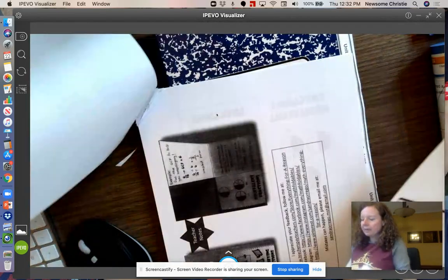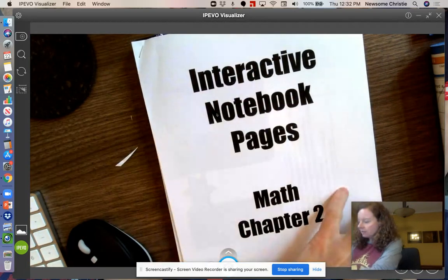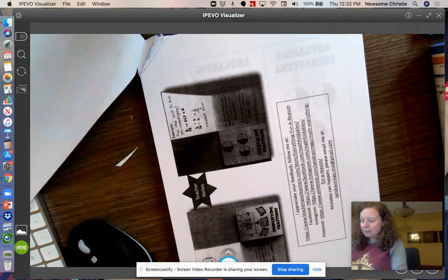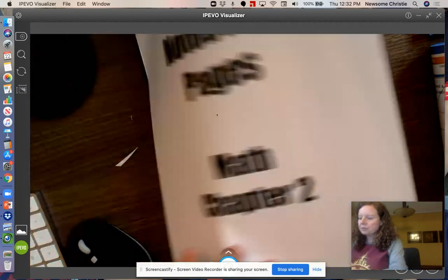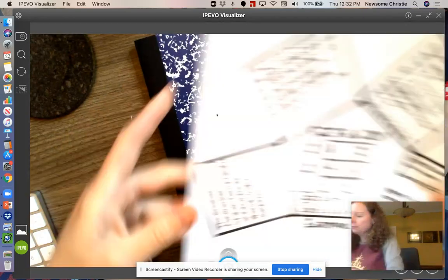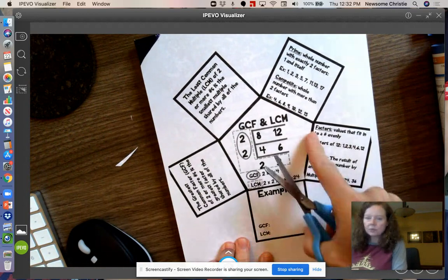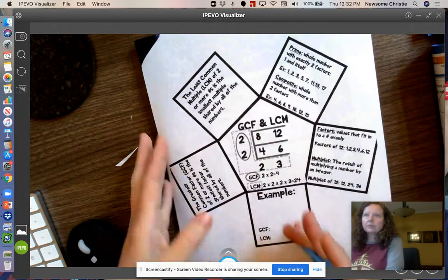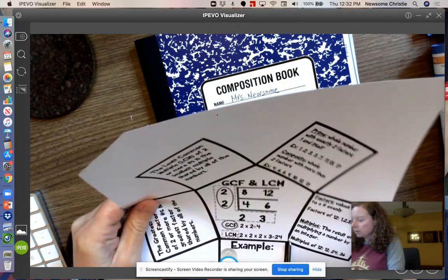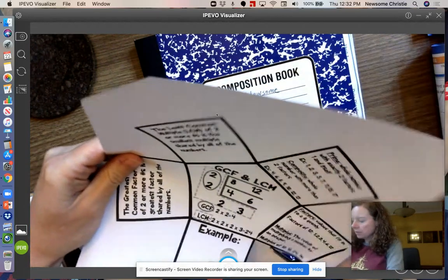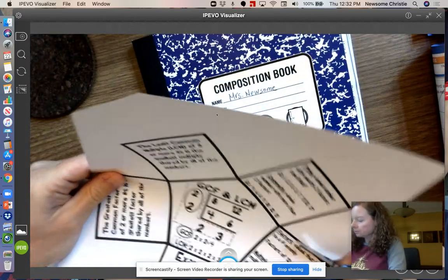And then my packet still has my cover sheet on it, but now when I open it, I'm looking at this page here, which we'll use in a day or two. Okay, so that's going to go back in my folder. And then this page, we're going to cut out. So you've got to cut out all the way around this thing. And it's going to be a little foldable that goes in our notebook that reviews both GCF, which we did yesterday, and least common multiple.